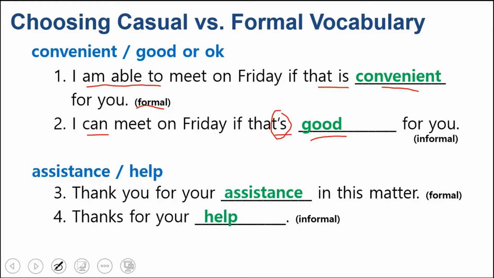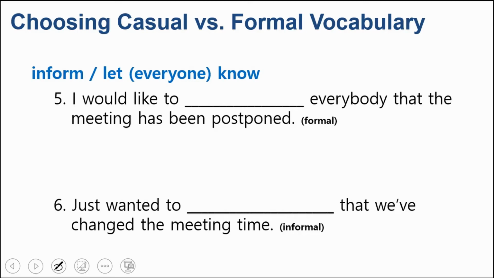Okay? Next, we have the difference between "inform" and "let someone know," in this case, "let everyone know." If I put a word in parentheses here, it means you have to use it in the sentence. I'm just helping you out here. So, which is more formal? "I would like to inform everybody that the meeting has been postponed." Would you say "I would like to let everybody know that"? Well, obviously we have "everybody" here already, so that wouldn't fit, but obviously it's "I would like to inform everybody that the meeting has been postponed."